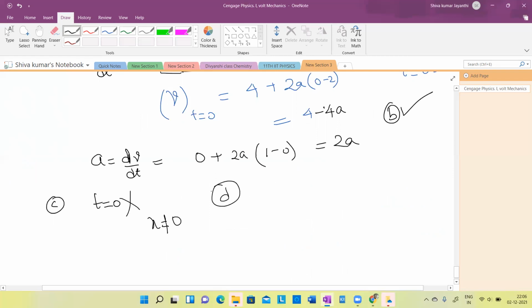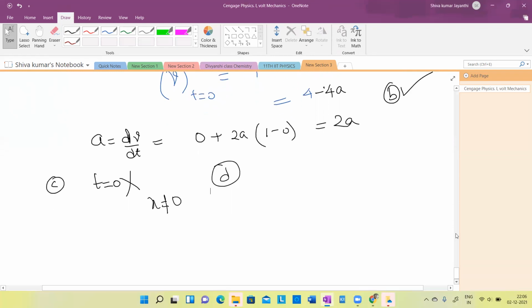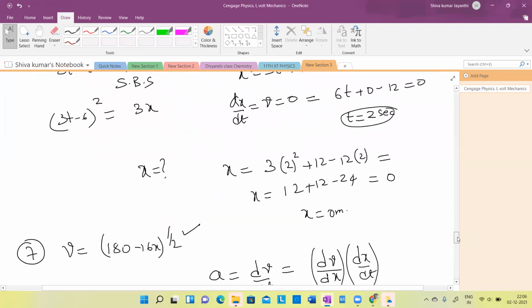Then check the D option. None of these cannot be the answer. Don't worry, none of these is never an answer. That is common sense. No need to check. Okay. Understood that? Yes, sir.